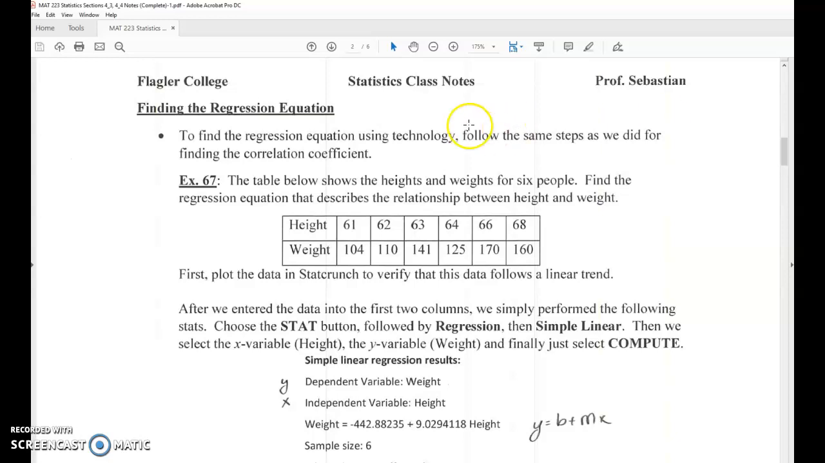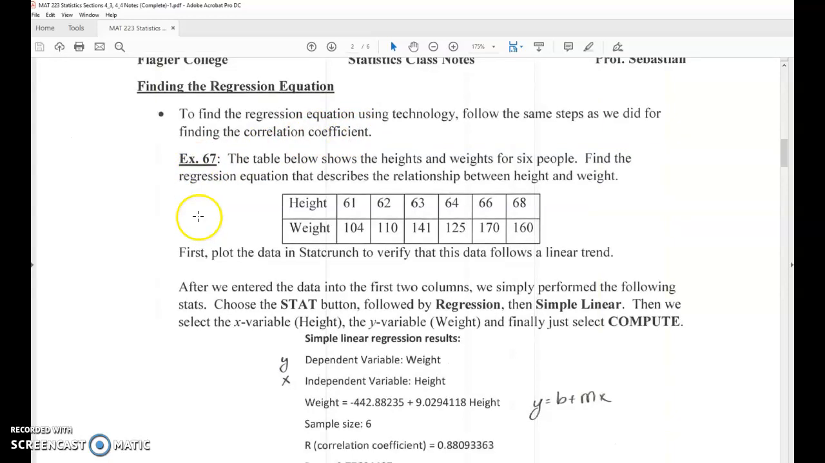We're on page 55 now, and we're actually going to go ahead and use StatCrunch to find the regression equation. So to find the regression equation using technology, in our case StatCrunch, we're going to follow the same steps as we did for finding the correlation coefficient. I really didn't point it out before, but the regression equation was on those results.